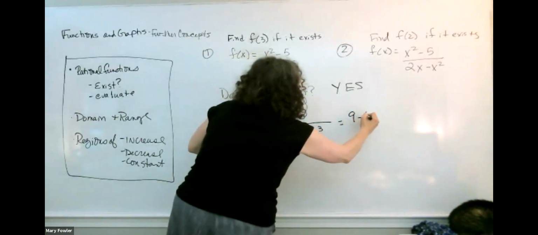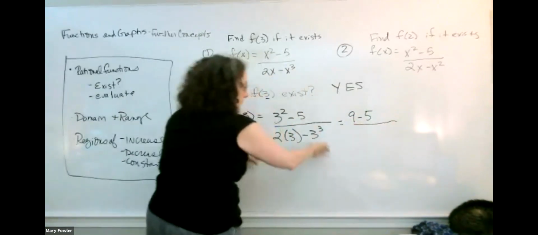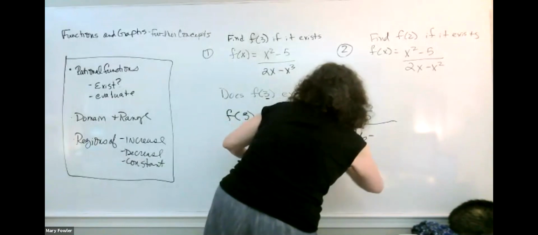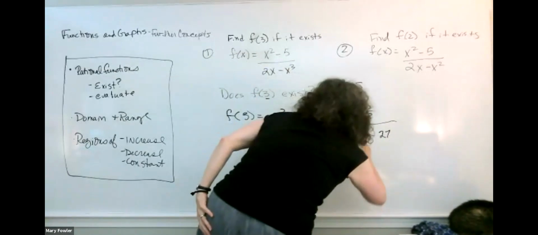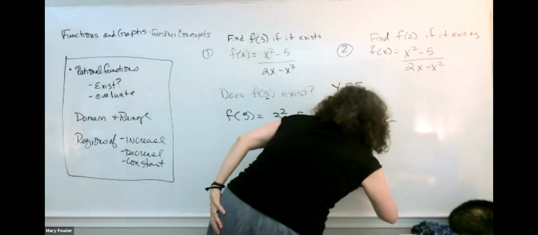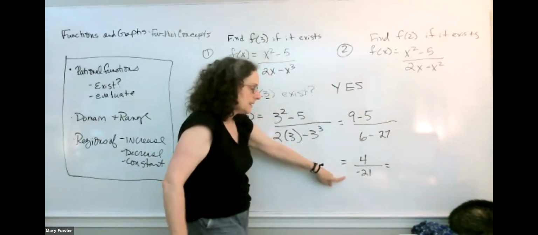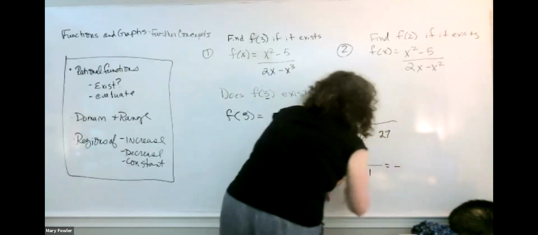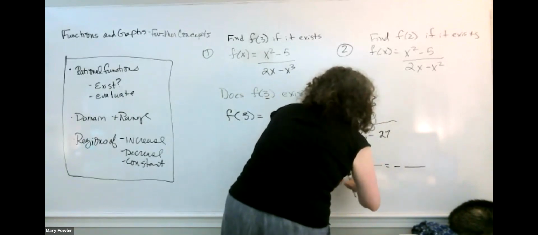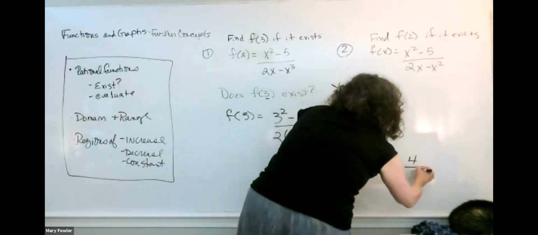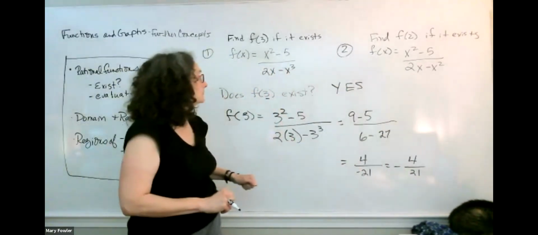Numerator. The fraction bar works like a parentheses, so we're going to do numerator and denominator, and just follow along and check our work. I get 4 over minus 21. This is positive over negative, so the negative sign can come out and the fraction itself is negative: negative 4 over 21. Okay, that's how you do number 1.